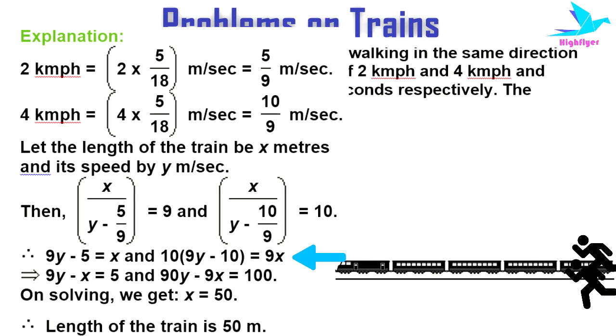So here we are getting two equations: 9y − 5 = x and 10(9y − 10) = 9x. Now let's solve both these equations. After solving, we are getting x = 50. So the length of the train is 50 meters.